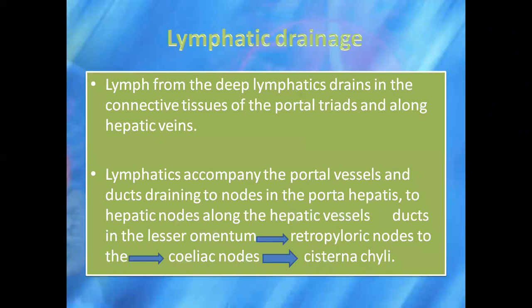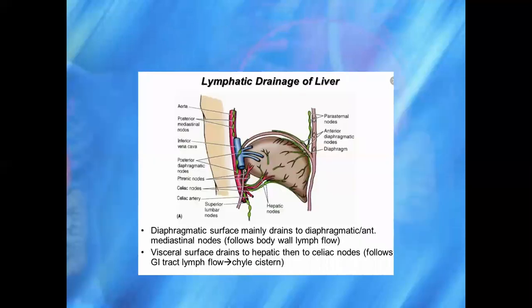The lymphatic drainage. Lymphatics accompany the portal vessels and drain into the nodes at the porta hepatis, to the hepatic nodes along the hepatic vessels and duct, then to the lesser omentum, retropyloric nodes, and then to the celiac nodes, and finally to the sternal nodes. This picture shows the lymphatic drainage of the liver.